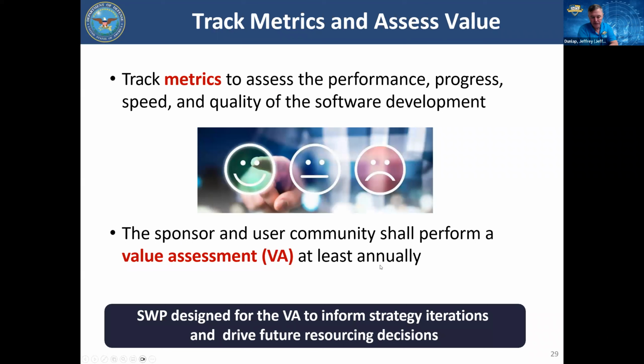Probably more important is metrics and assessing value. We're going to collect metrics from the team on our performance and how we're progressing in developing the software: the velocity, how fast we are delivering the software to the user, and the quality. So we need to be collecting metrics. This is important. This is the program management part of it.